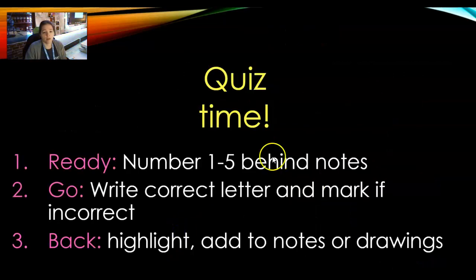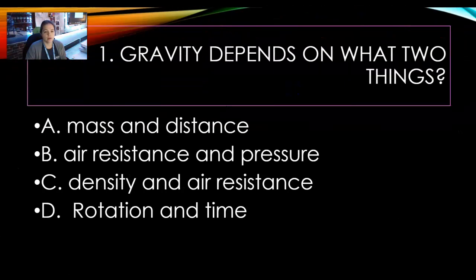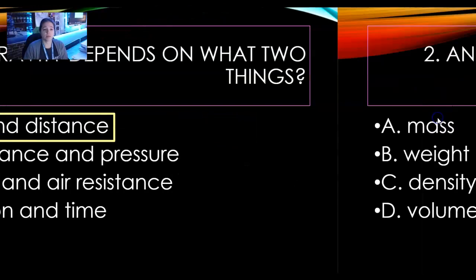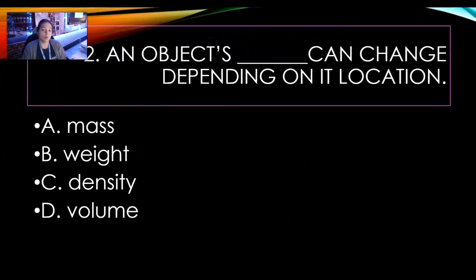All right, quiz time. This is quiz 3. Put gravity, quiz 3. 1, 2, 3, 4, 5. So gravity depends on what two things? Is it mass and distance, air resistance and pressure, density and air resistance, rotation and time? Mass and distance. An object, what can change depending on its motion? Is it mass, weight, density, or volume? Its weight can change, not its mass.